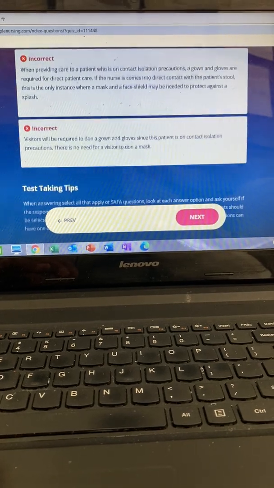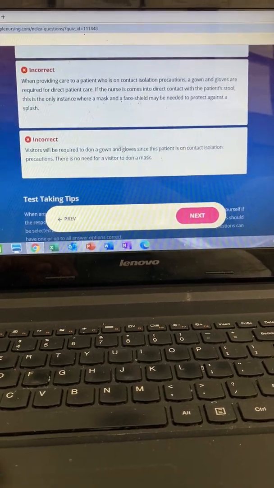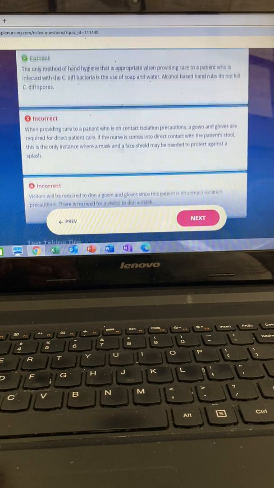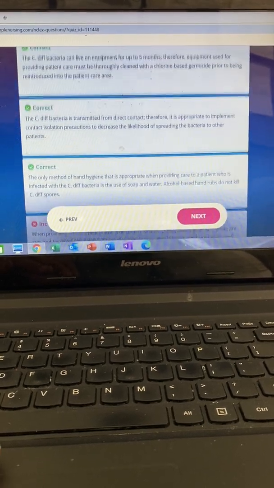And lastly, option 4 and 5 are incorrect. Guys, there's no mask that is needed since C. diff is a contact precaution with that stool.